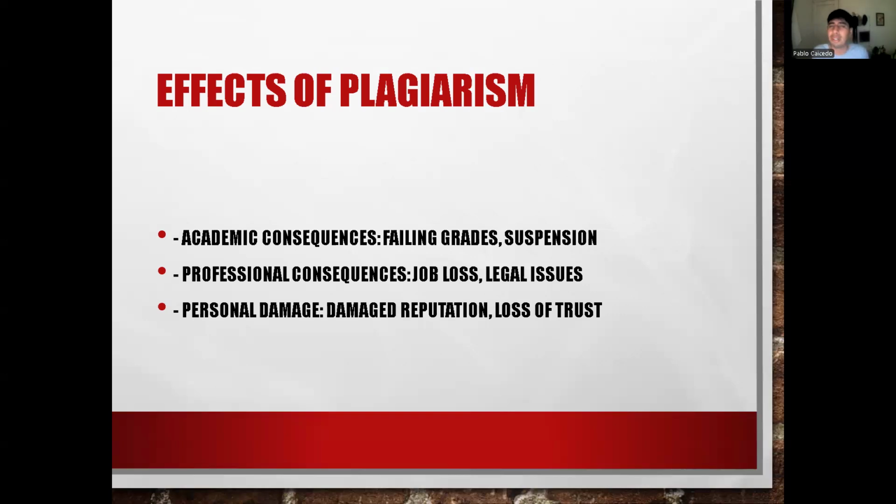Probably it's very hard to get this one, probably it's too far, but some consequences of plagiarism could be job loss or legal issues. This is too far, it's too much, but probably it could happen, right? And finally, personal damage. Personal damage is currently one of the most common consequences of plagiarism because it damages your reputation. Why? Because if you plagiarize and people see that you are plagiarizing, they are never going to trust you again, right? That's it. Loss of trust.